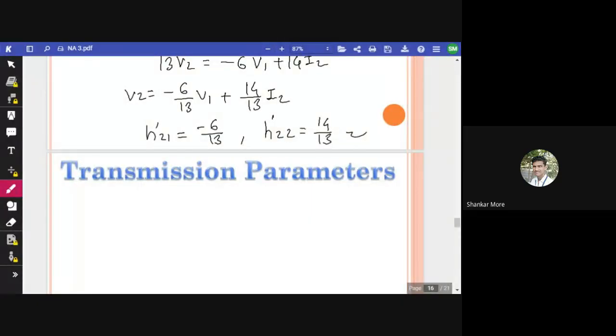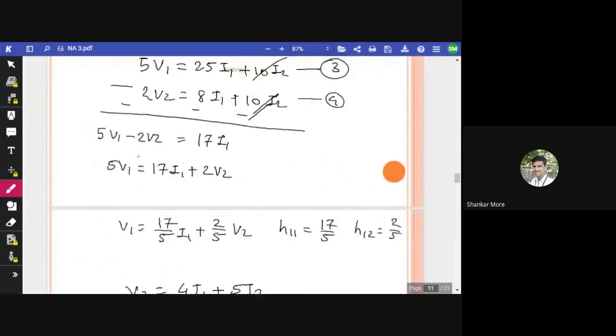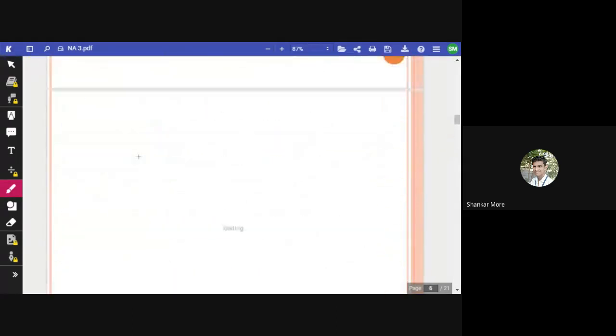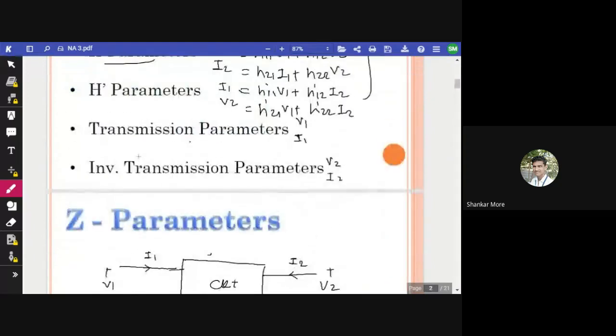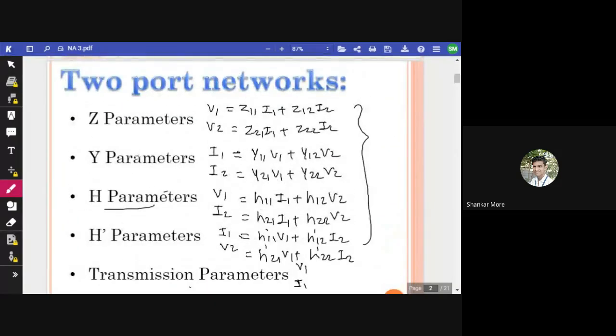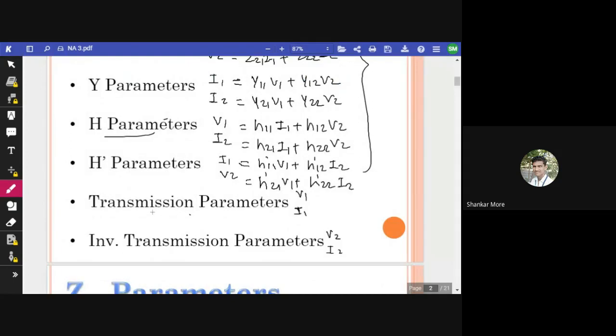So today, we'll take a recap of the last lecture, network analysis, and we can see transmission parameters and inverse transmission parameters. In the last class, we have seen two port networks. There are certain parameters that we have to calculate on two port networks. Those are Z parameters, Y parameters, H parameters, also called hybrid parameters, H inverse parameters. After that, transmission parameters and inverse transmission parameters. These things we are going to learn in today's class.